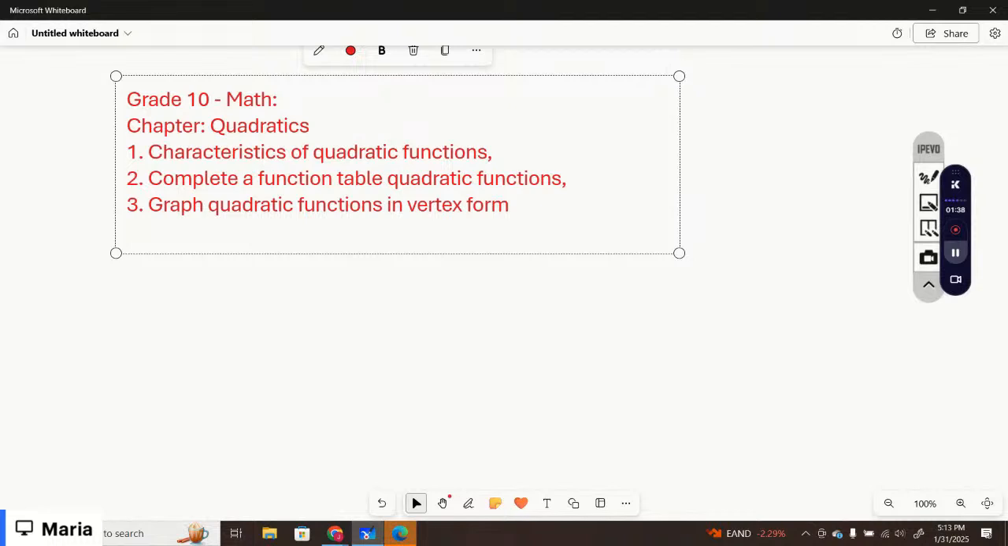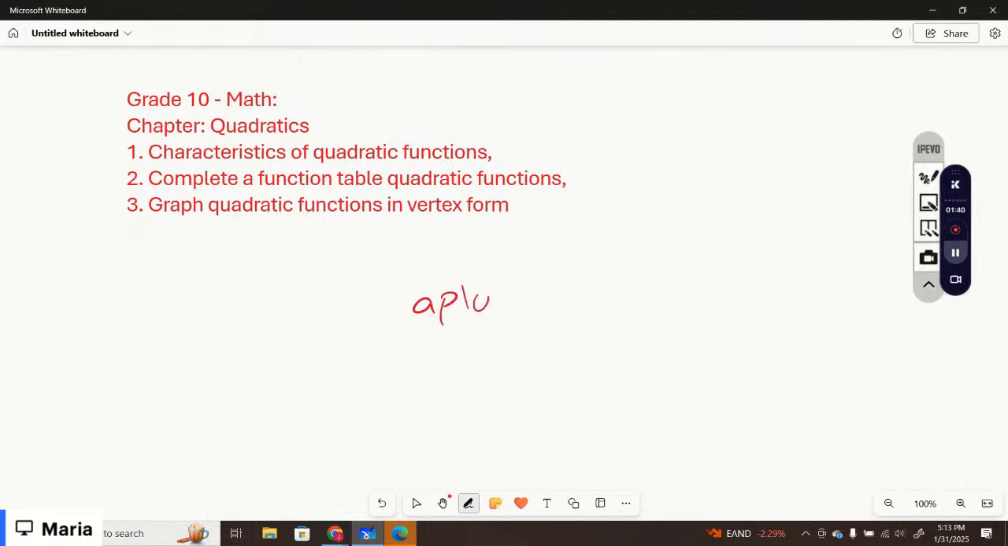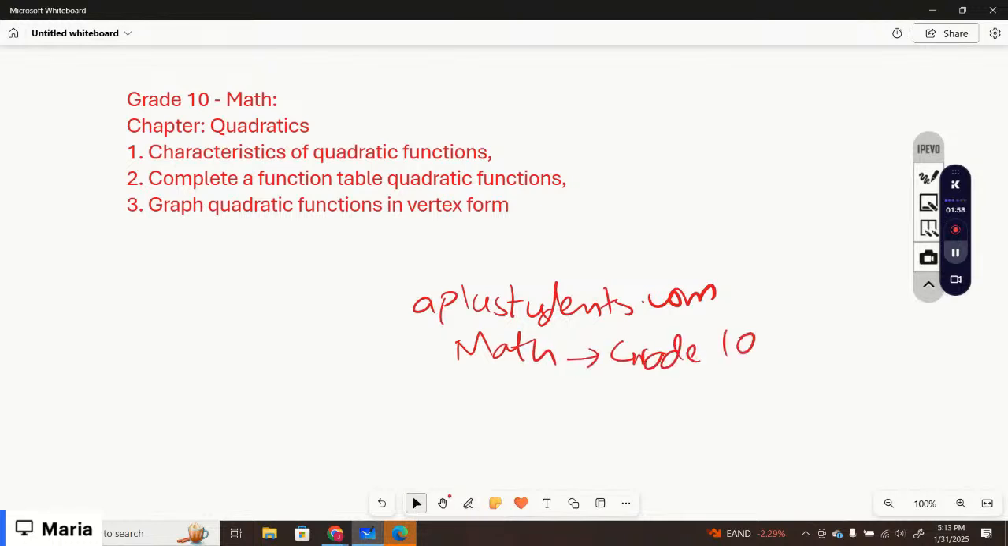You can find all the lessons on aplusstudents.com. You have to log in there using your email address and password as provided by the administrator. Then you have to select math from the subject tab. Scroll down to grade 10 math and then click on view all lessons. There you can find a list of the chapters.